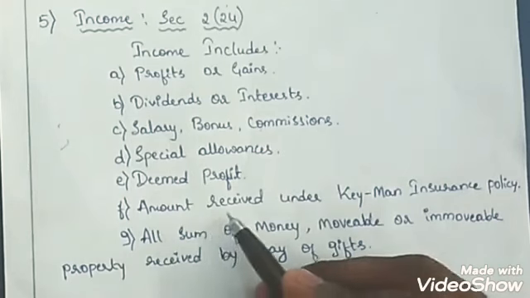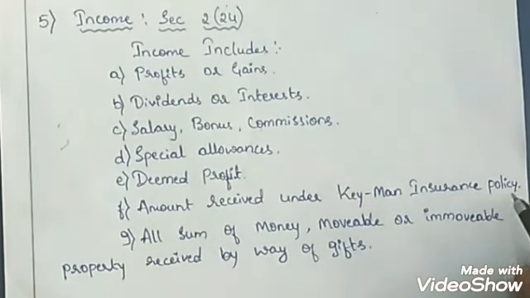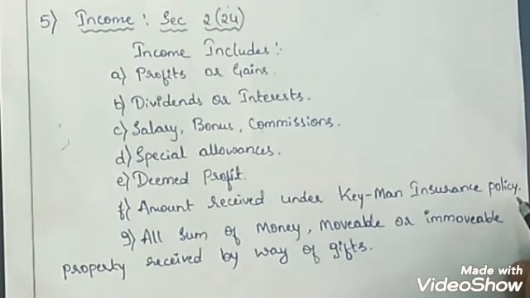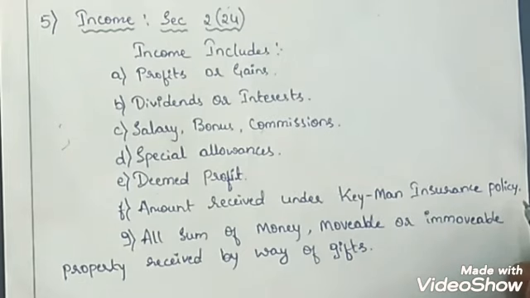Next, F. Amount received under Keyman Insurance Policy. First, let us understand what is a Keyman Insurance Policy. Keyman is the most important person in a business organization or a company without whom it is difficult to carry on the business transactions. So many of the business organizations take the insurance policy on the keyman of the business so they can face any uncertainty in future. This is called as a keyman insurance policy. Now, if this policy is matured and if we get its claim amount, that amount is treated as income in IT Act.